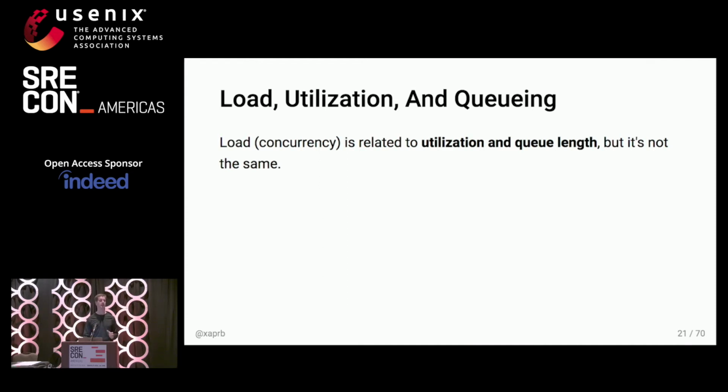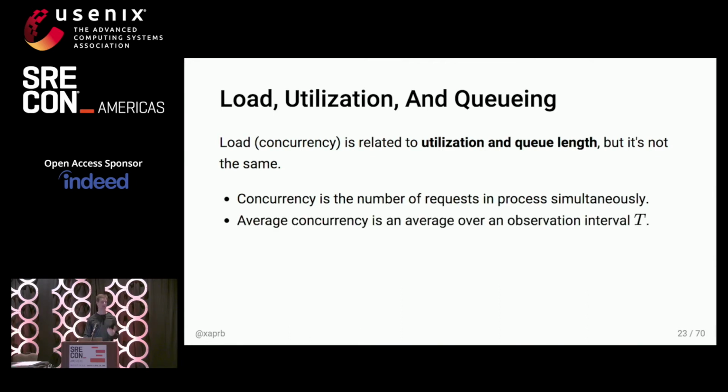So I'm going to go through some slides really quickly because they're there as reference material if you want to look back on them later. So I'll put my mouth into fast mode now. Concurrency, which I talked about as being load, is the number of requests in process simultaneously, and it's related to utilization. If you increase concurrency, you're going to increase utilization. Concurrency is instantaneous, and if you average over a period of time, you get average concurrency during that duration.